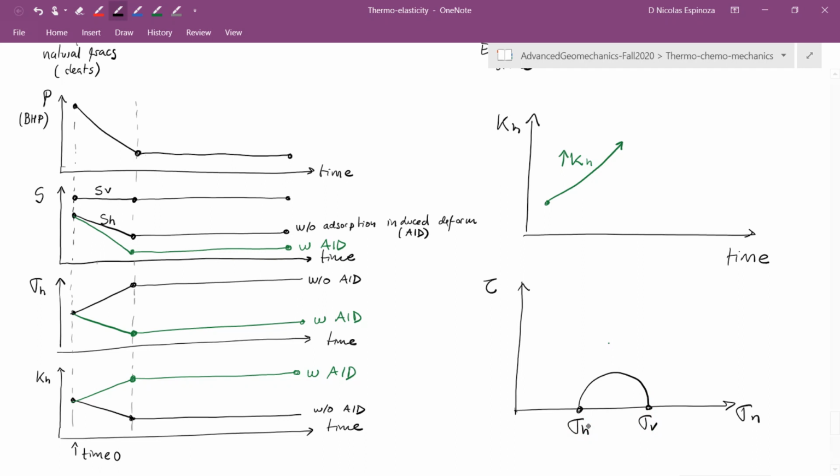And as I deplete the reservoir, as we have seen before, we would expect this Mohr circle to move to the right. Lower pressure, higher effective stresses, and if I were just to follow the apex of this Mohr circle, this one would tend to move in this direction. This is a depletion stress path.